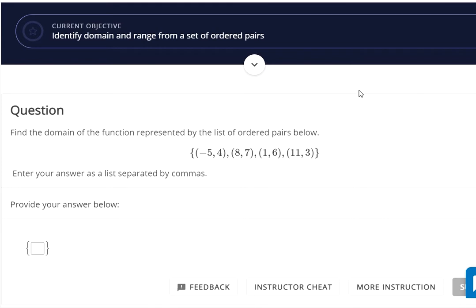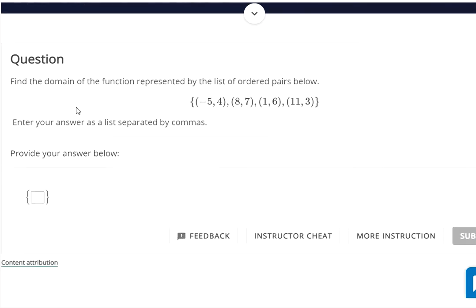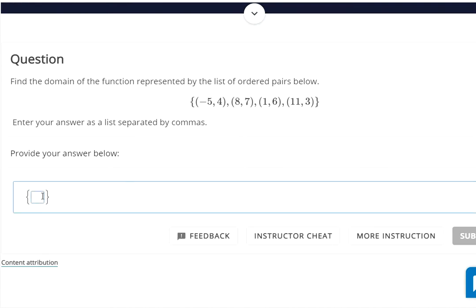We're asked to identify domain and range from a set of ordered pairs. Well, this one actually just says find the domain. The domain of a function is the input of the function. It's what's going into the equation or into the function notation. In other words, it's usually the x.